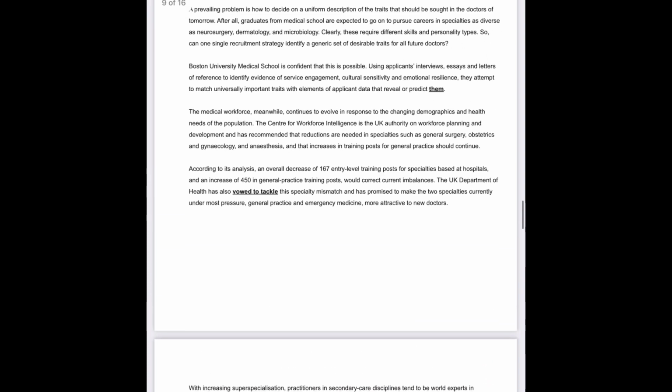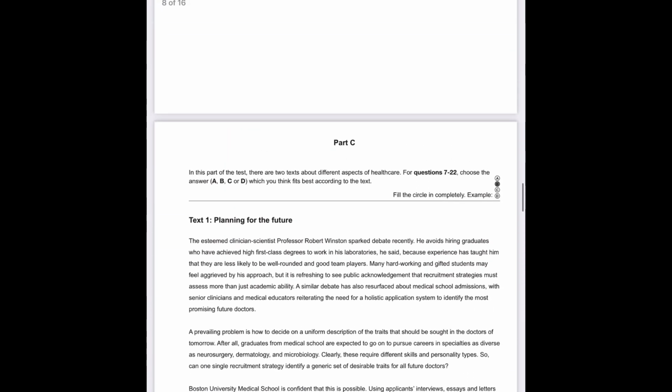That is completely wrong approach, because usually the questions are in chronological order. So the first question will talk about something in the first paragraph. So you can just go and read the first paragraph. You are most likely to find the answer. What is the writer's reaction to Professor Winston's strategy? Let's read the first paragraph. We want to know the writer's reaction to Professor Winston's strategy.